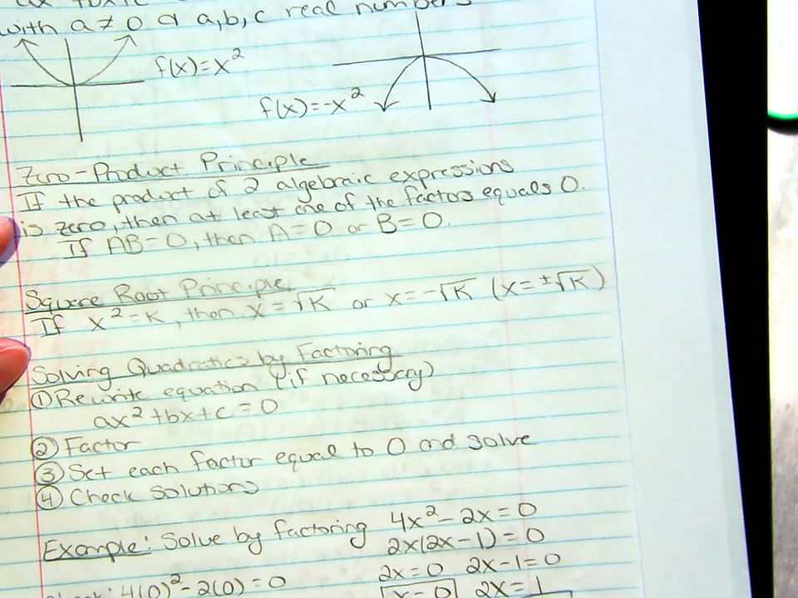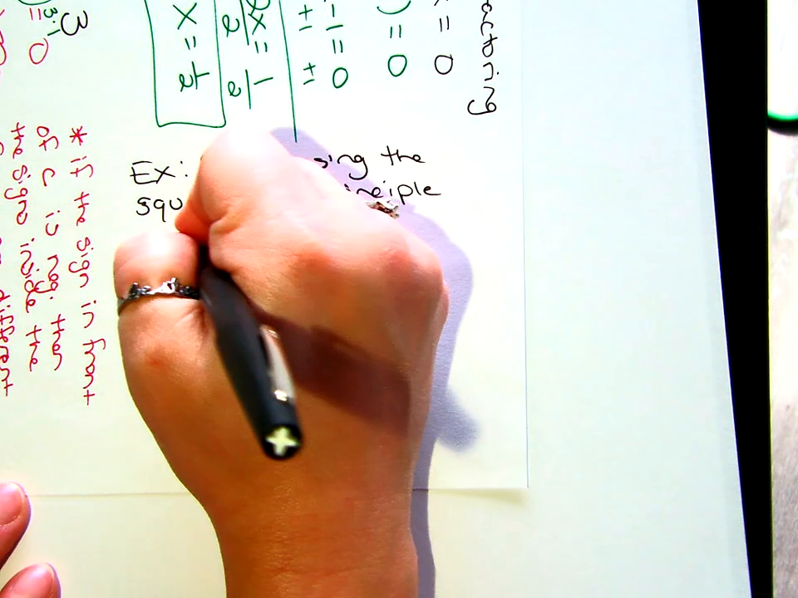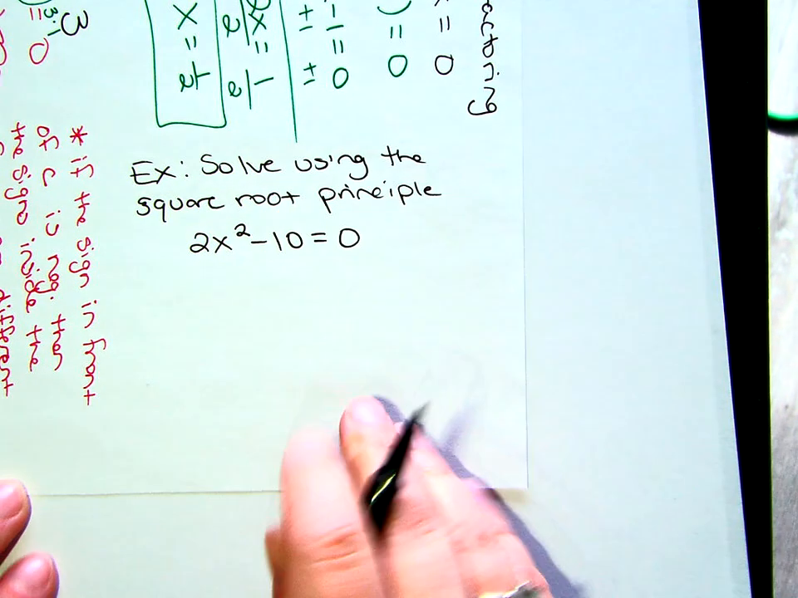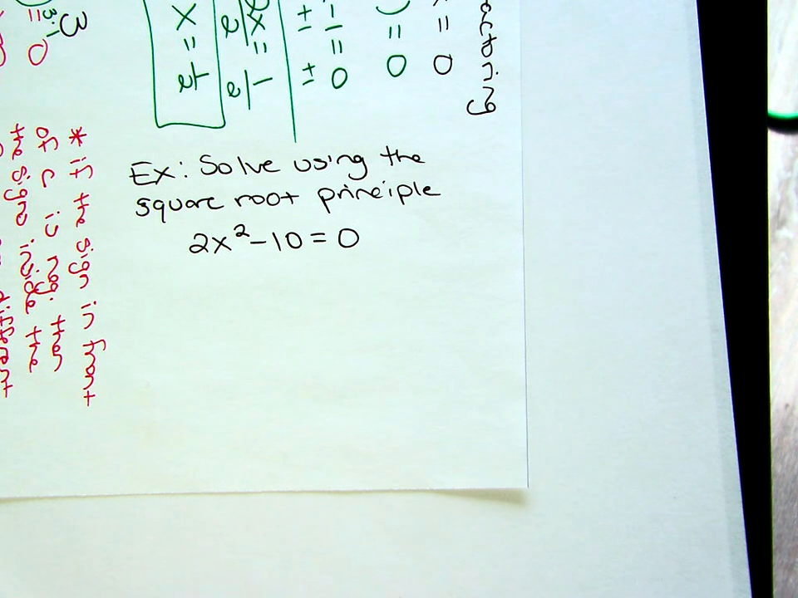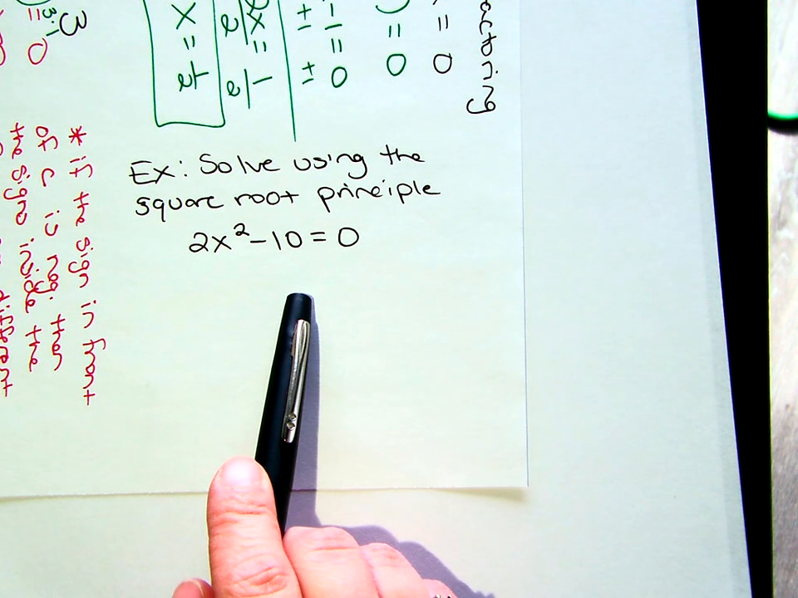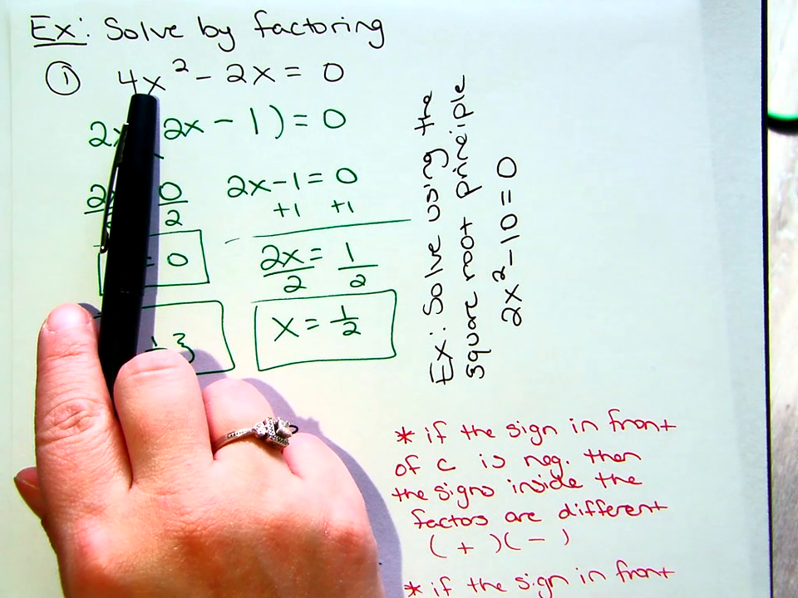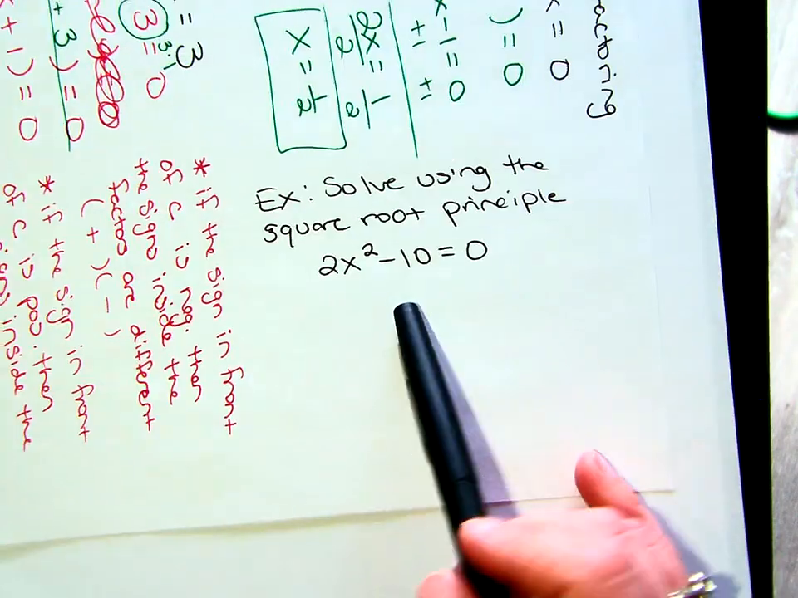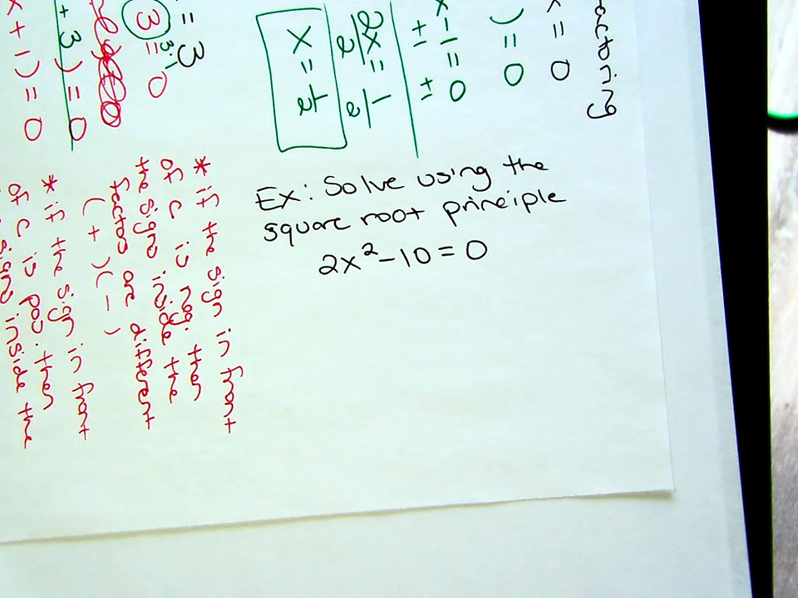Okay? So this one is 2x squared minus 10 equals 0. This is the one that's asking us to use the square root principle. Notice this one is different than our first one, because our first one we had the x squared and the x terms, not the constant. For the square root principle problem, we have the x squared and the constant, we don't have that x term. And so that's why it's beneficial to use the square root principle.